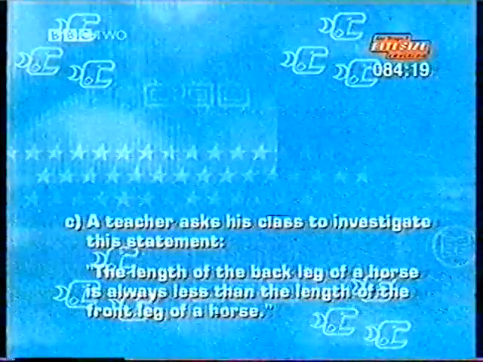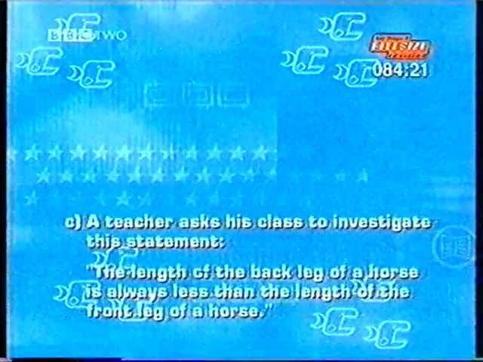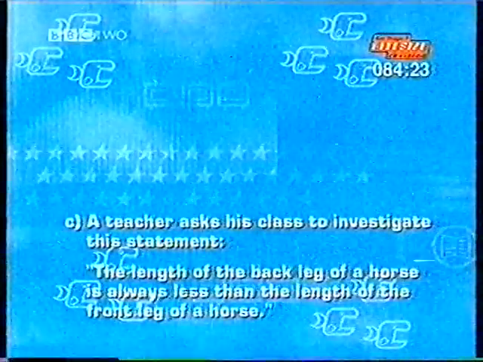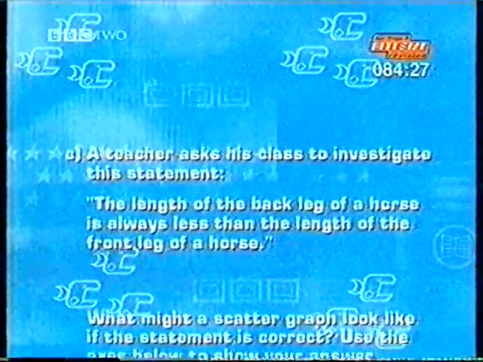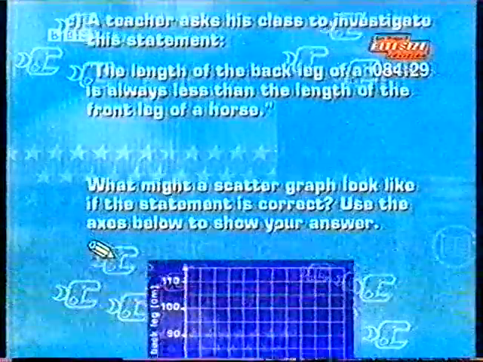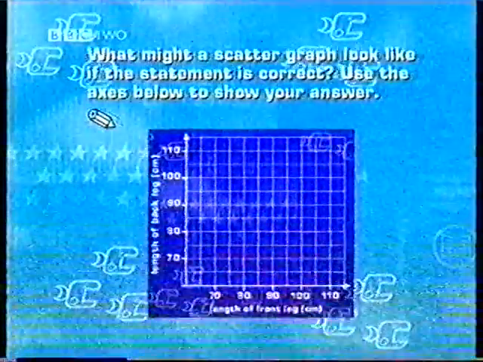Part C. A teacher asks his class to investigate this statement. The length of the back leg of a horse is always less than the length of the front leg of a horse. What might a scatter graph look like if this statement is correct? Use the axes below to show your answer.